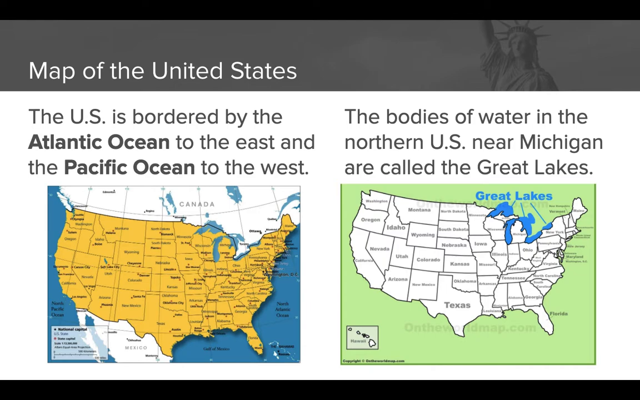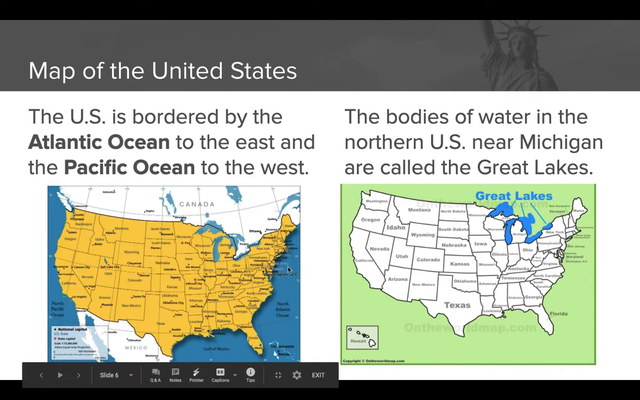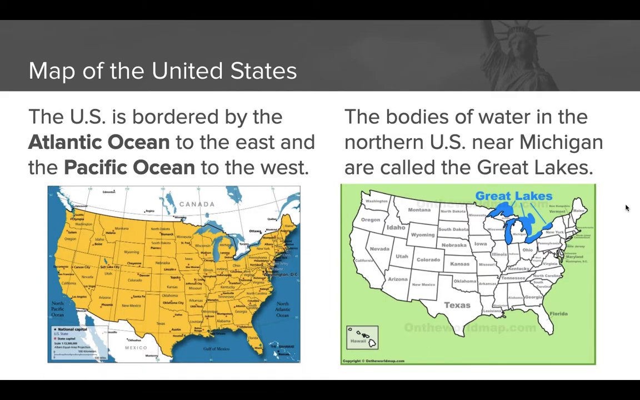Okay, so we're going to start by looking at a map of the United States. Just looking at some basic geography. So the U.S. is bordered by the Atlantic Ocean to the east over here, and the Pacific Ocean to the west over here by us in Oregon. And then the bodies of water in the northern U.S. near Michigan are called the Great Lakes. And they're called Great Lakes basically just because they're some really huge lakes. They're just a significant landmark in this country.